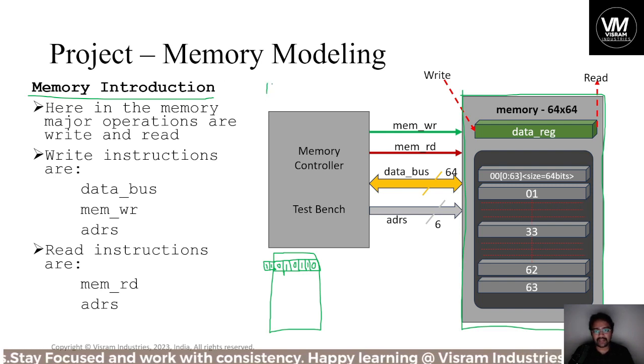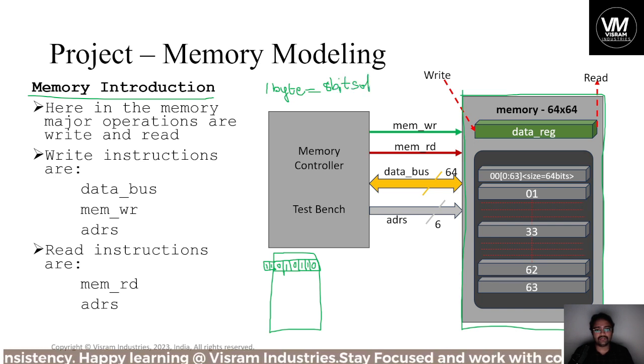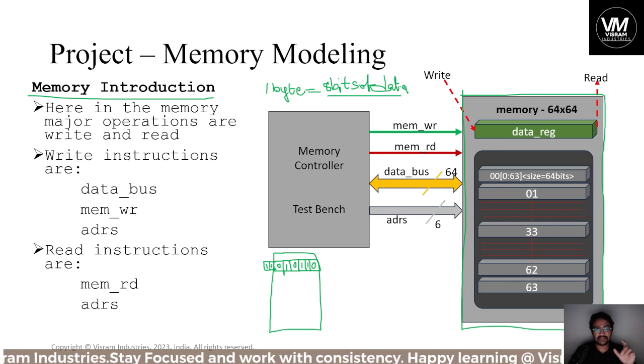then it is a byte. So I repeat, 1 byte of data consists of 8 bits of data. So 1 byte is equal to 8 bits. In the same way, how many number of bits are we using now? That is the major important factor for our memory design.